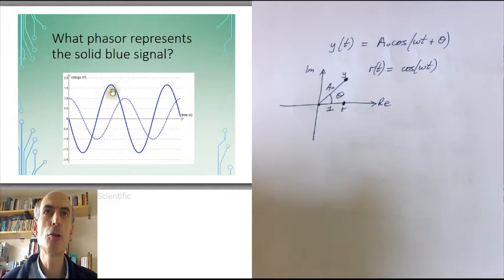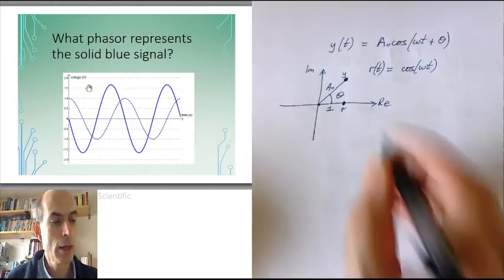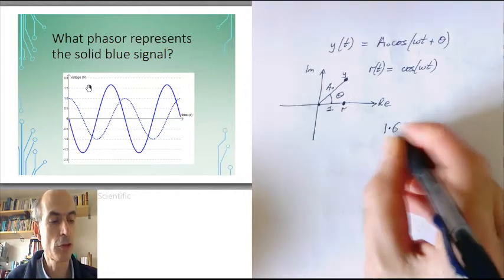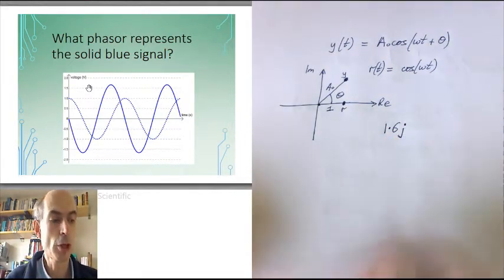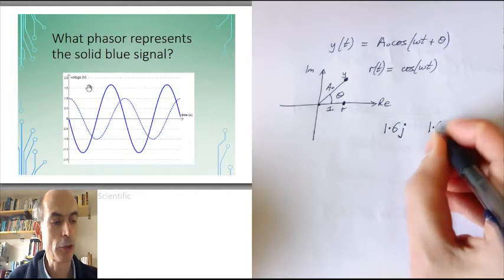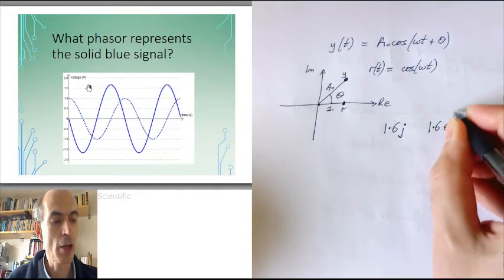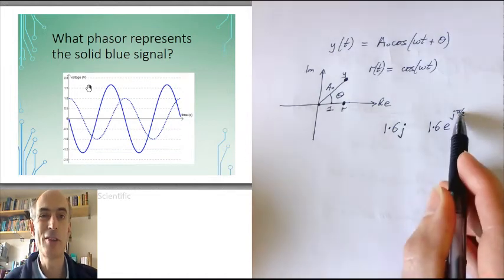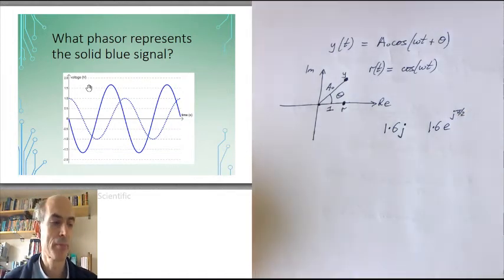And the amplitude looks like it's about 1.6. So I would represent that blue oscillation, the solid blue oscillation, with a phasor something around 1.6j, which I could also write as 1.6 times e to the power of j pi over 2 in radians, or 90 degrees in degrees.